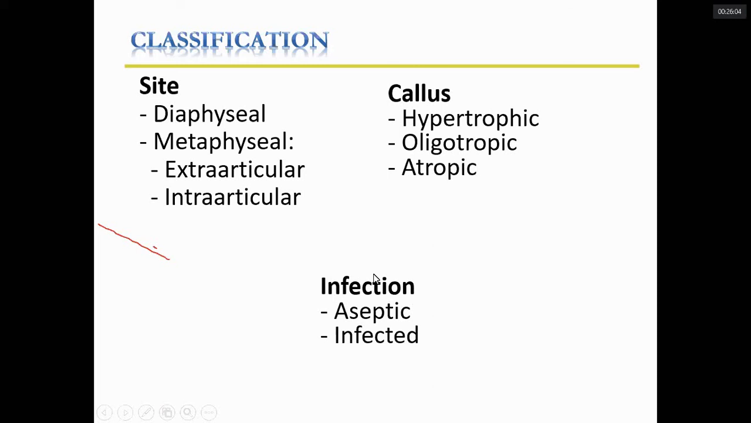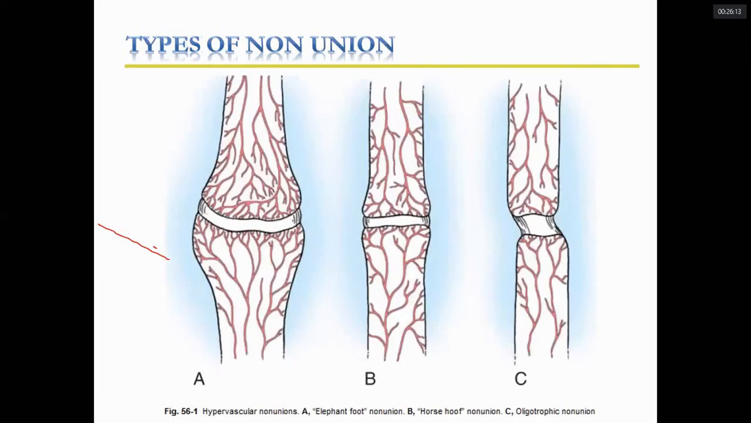So based upon the infection, if there is infection, it is an infected type of non-union. If it is not infected, it is an aseptic type of non-union. So don't go into very much detail. I am simply giving examples.